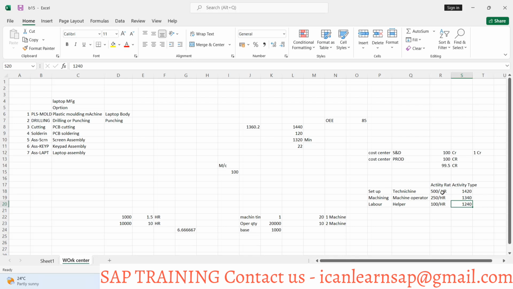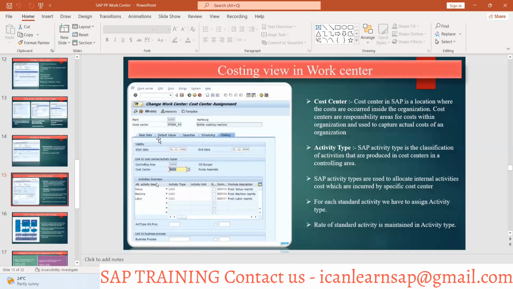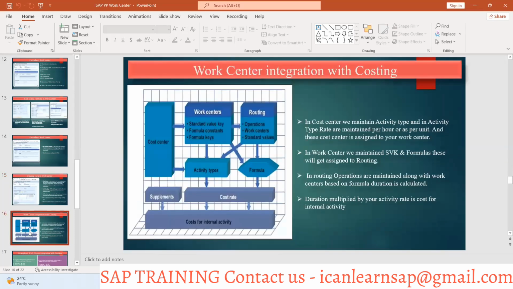Clear? Everyone clear? Yes, yes, sir. Now let us understand. So are we clear up till now? So let us understand how work center integration is done with the costing.